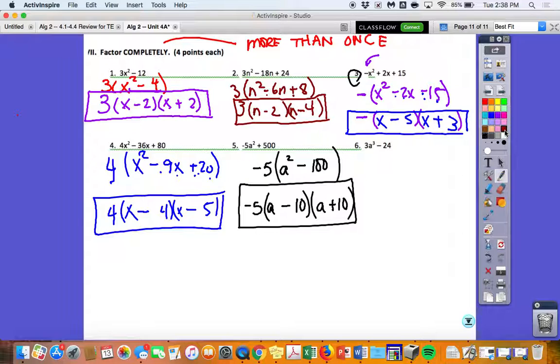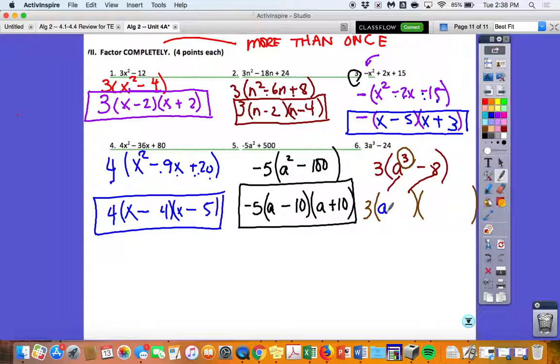All right, then you got the very last one. So what's common with 3 and 24? I do believe that's 3. So that leaves me a to the 3rd minus 8. Well, that's your clue right there, that 3rd power. This is a cube. So that means I've got to have a little set of parentheses and a big one. And I want to do the cube root of both of these, and they're going to go in there.